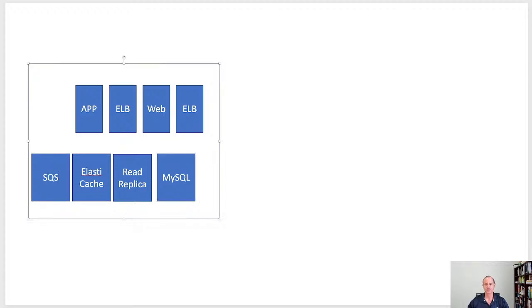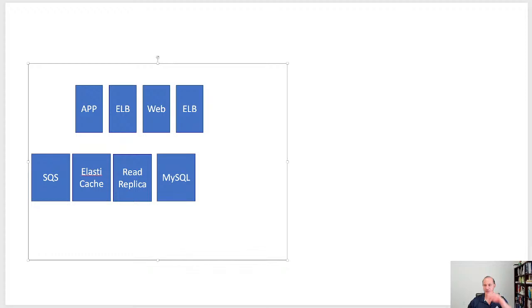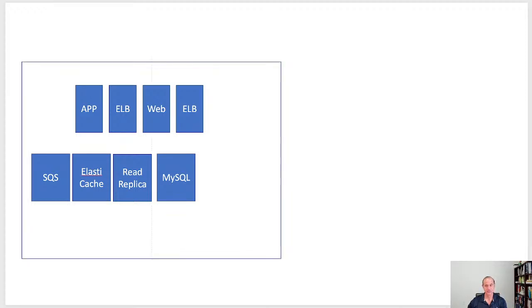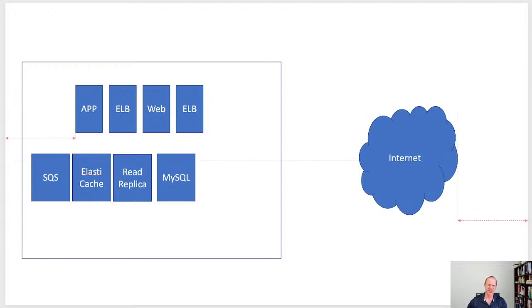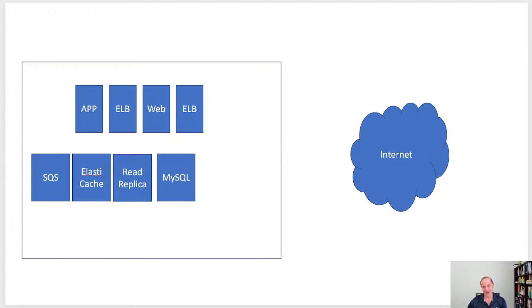Now, how do we serve this application from the internet? Let's put the internet over here. Do we have a cloud that we can use for the internet? We do not have a cloud that's here. Oh, here we do. The internet's also generally considered a cloud because nobody knows what it is.